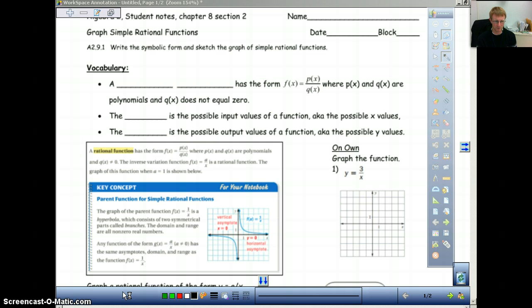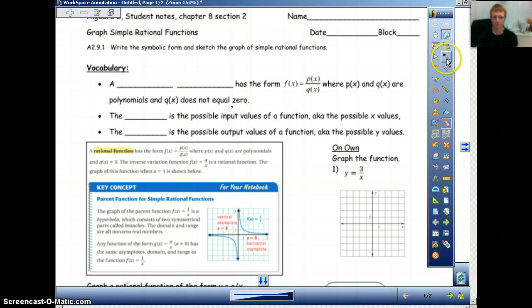What we're doing is we're graphing simple rational functions here. So rational functions are something a little bit different than what we're used to. It doesn't mean that it's that much different. It just is a little bit new. So what we have here is a rational function has the form f of x equals p of x over q of x. In other words, a rational function is a function over a function.